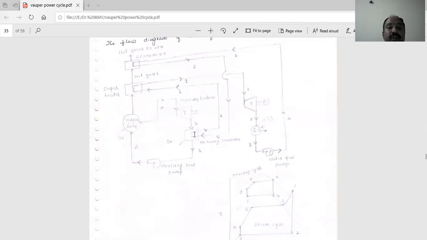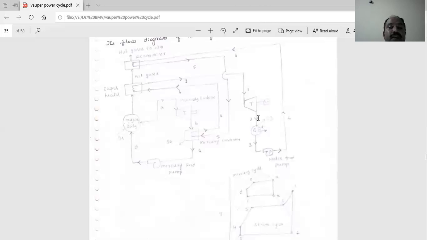This mercury condenser rejects heat, and that rejected heat is passed to the superheater. In the superheater, it produces steam. That steam is passed to the steam turbine, where the expansion process takes place from 1 to 2.